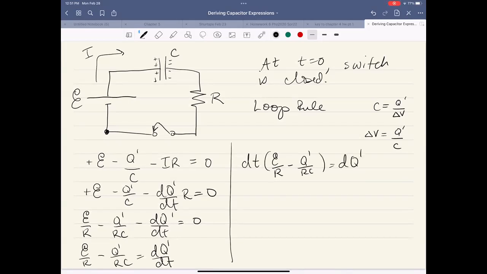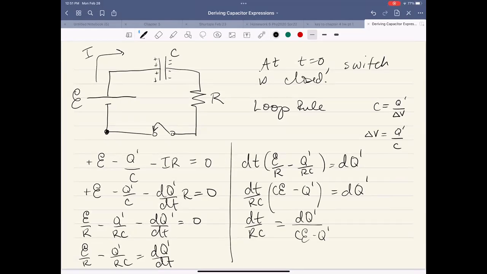Like so. Okay. Now, I'm going to go ahead and factor out 1 over RC from the parenthesis here on the left-hand side. So that gives me dt over RC. And then that leaves EMF times the C minus Q prime. Like so. Now, I'd like to get the Q prime here in the parentheses on the same side as my dQ prime. Okay, so that gives me dt over RC is equal to dQ prime over C times EMF minus Q prime. All right, so now I've done it.